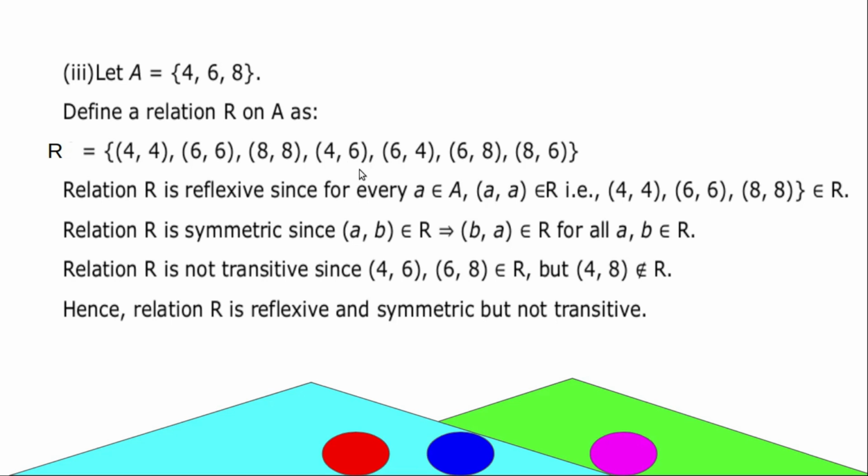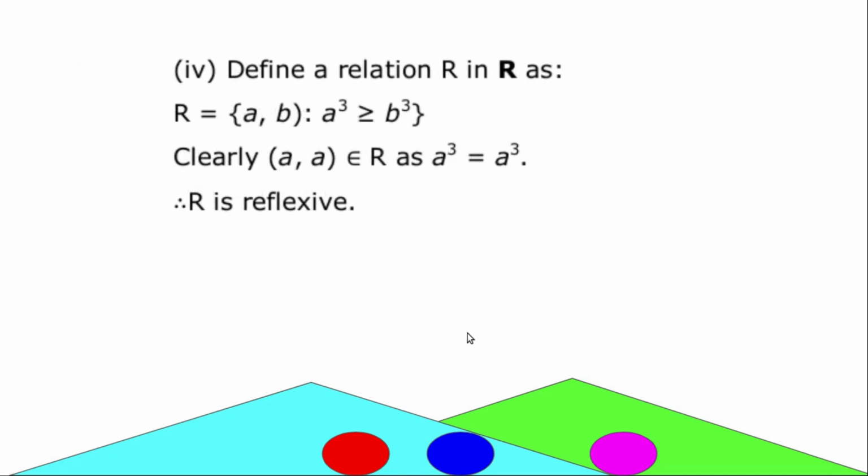Now consider elements (4, 6) and (6, 8). Now these are of the form (a, b), (b, c). The resulting element is (a, c), that is (4, 8). That element is not in this relation. So this relation is not transitive. So R is reflexive, symmetric but not transitive.